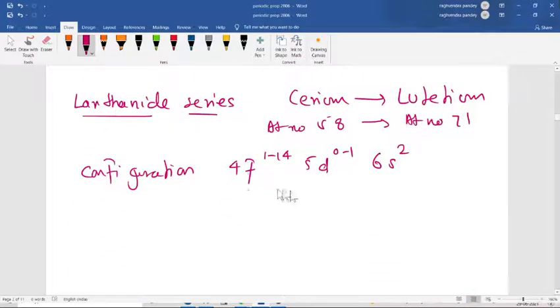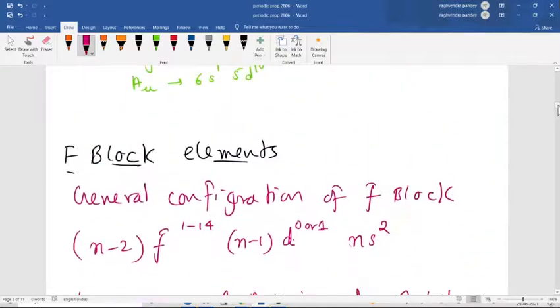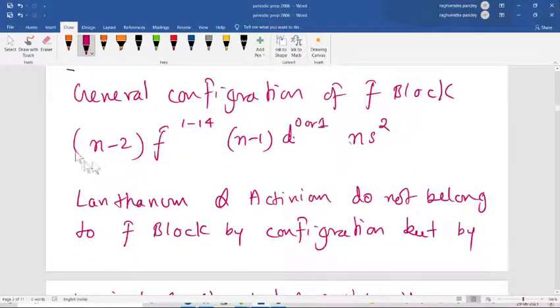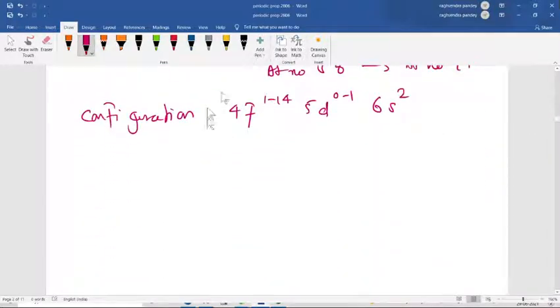In the lanthanide series, it is the 4f orbital. It was asked in MPPMT. So that was the (n-2)f 14. In the lanthanide series, the 4f orbitals are there. Then the actinide series.